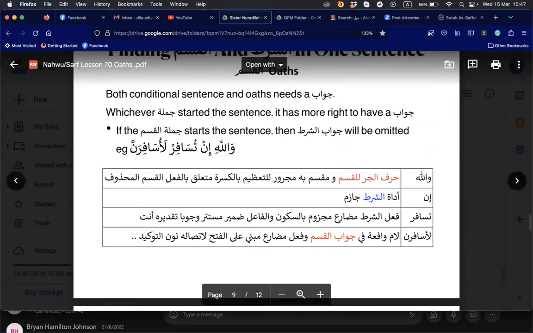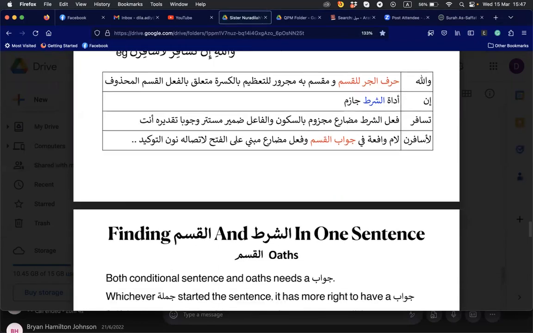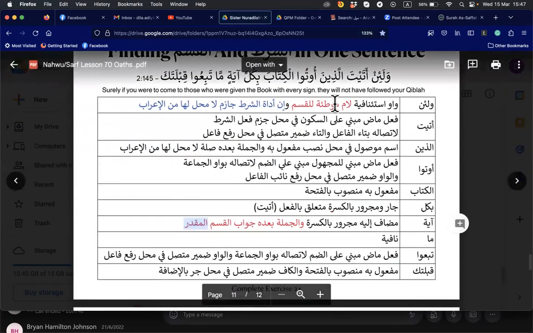If like just now, it is an actual qasam, wallahi, then here they say lam. Of course, you're going to have your lam waqi'ah. So you say fi jawabul qasam, it's not jawabul qasam muqaddar. Here it is muqaddar because we have an acting one, not an actual one.